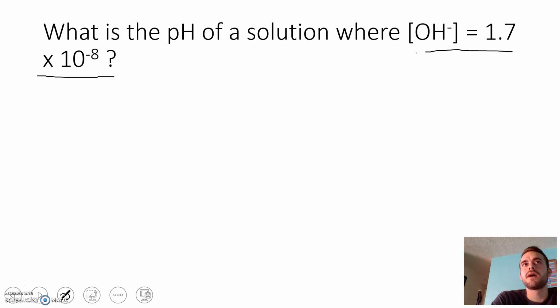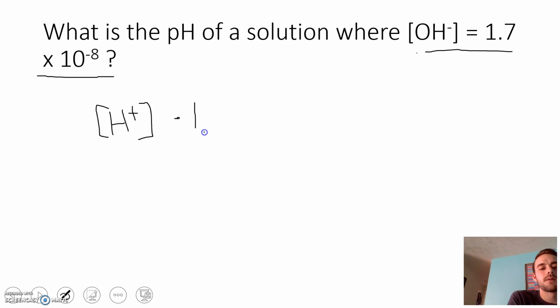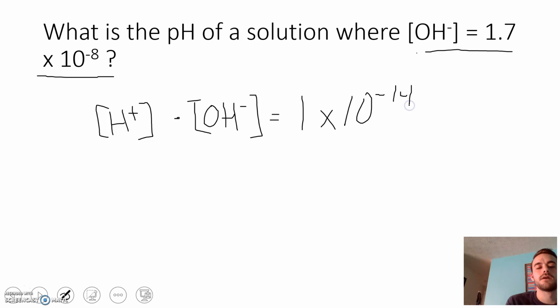Okay, so remember that with acids and bases, you're kind of working on a balance or a scale where you have, for instance, on one hand, H plus, on the other hand you have OH minus, and they're balancing out. So what we're going to do, we're actually going to pull out the equation H plus times OH minus equals a constant, 1 times 10 to the negative 14.